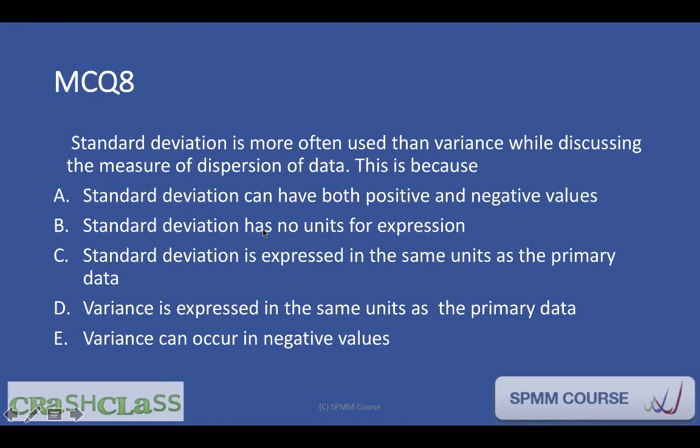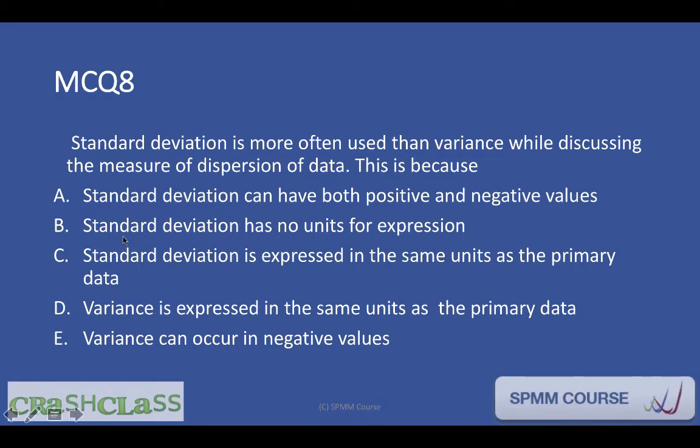This is straightforward. Standard deviation is more often used than variance while discussing the measure of dispersion of data. This is because standard deviation can have both positive and negative values. Is that correct? No, standard deviation can only be positive. Why? You're taking squares of numbers and then you are taking a square root of it to get standard deviation. So it can only be a positive number. It can never be negative. Same for variance. Variance can never be negative.